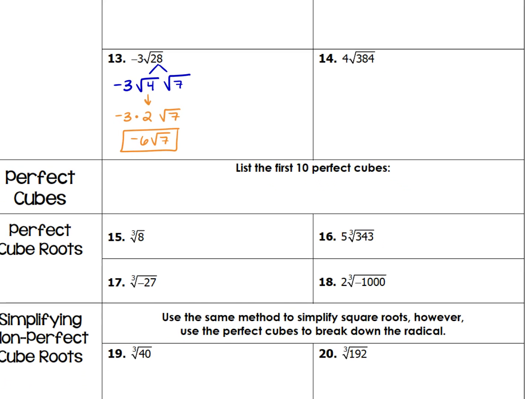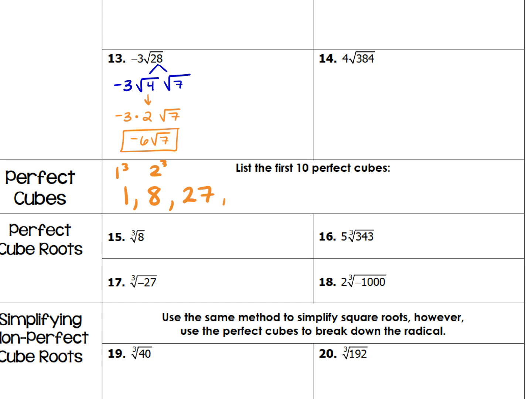So if we list the first 10 perfect cubes, what is 1 to the 3rd power? 1. 1 times 1 times 1, right, is 1. So your first perfect cube is 1. Then you jump up to 2. 2 to the 3rd power, so 2 times 2 times 2 is 8. 2 times 2 is 4, times 2 is 8, okay? So 1 and then 8. The next one is 3 times 3 times 3, which is 27.